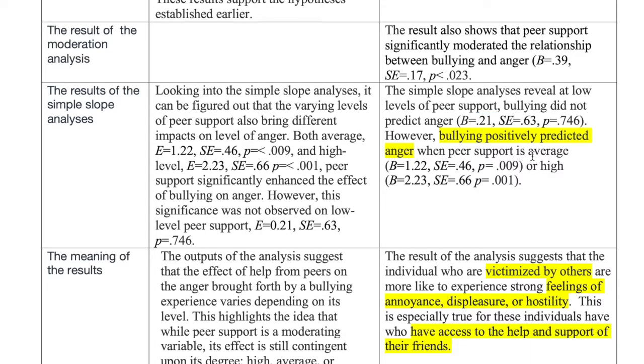Sometimes students mistake this as the effect of peer support on anger, or the effect of low peer support on the relationship. To be exact, this represents the effect of bullying on anger at a low level of peer support, and for this at average and high levels. So you will notice that bullying only has a positive effect on anger when peer support is average and high.